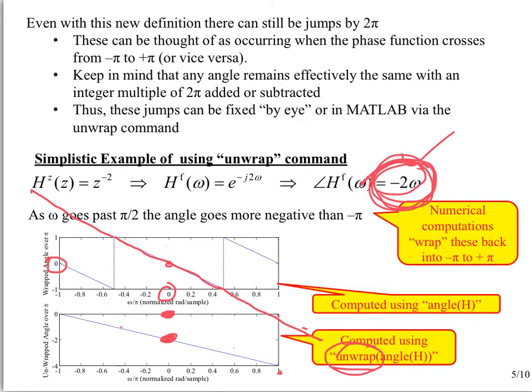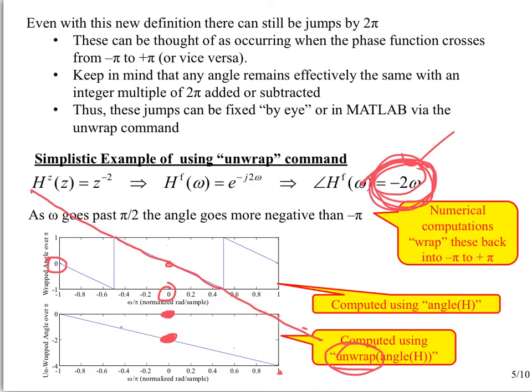So unwrap fixes these 2 pi jumps. Unwrap does not fix these pi jumps. So what we usually do is we fix the 2 pi jumps with our unwrap, and then if we see any pi jumps, we might explore this a little bit more theoretically to see if it makes sense that those are going to be an indication of that going through the origin on the complex plane.